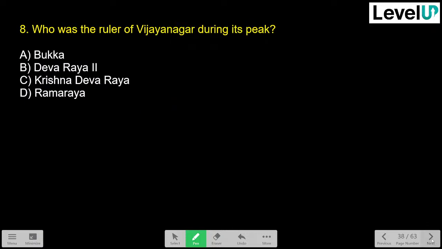Who was the ruler of Vijayanagar during its peak? He was the ruler during which the Vijayanagar Empire reached its zenith, or peak. It was Krishnadevaraya. There were two important kingdoms then: Vijayanagar and the Bahamani kingdom.